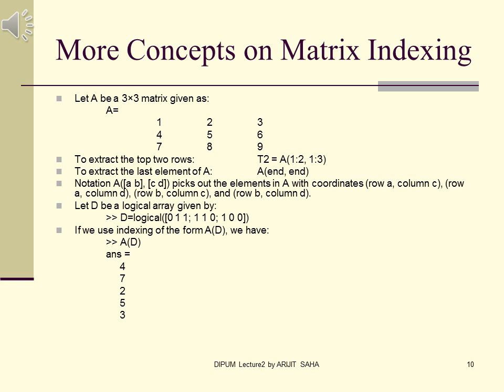So as we have shown over here, let A be a 3 × 3 matrix as it has been already shown. To extract the top 2 rows, what is the command? We know we have to give A of 1 to 2 and 1 to 3. To extract the last element of A, we have to give A.